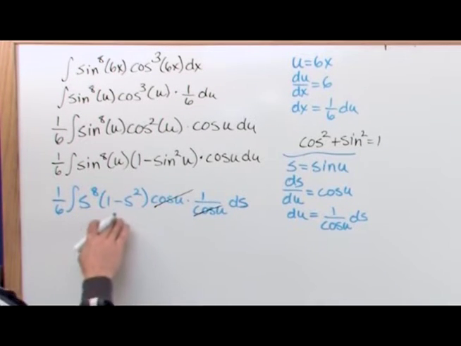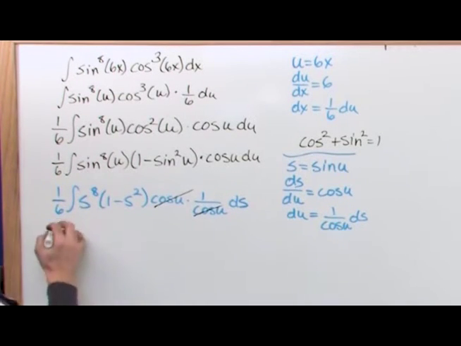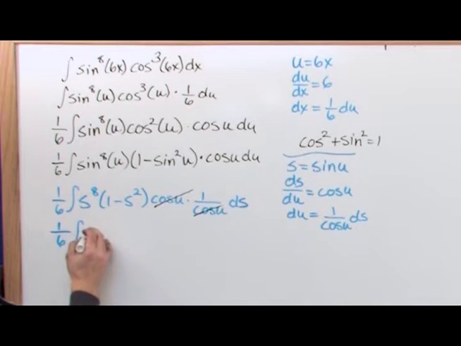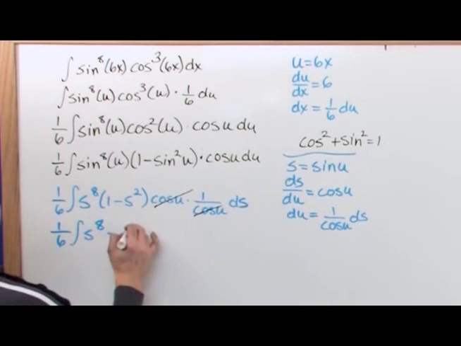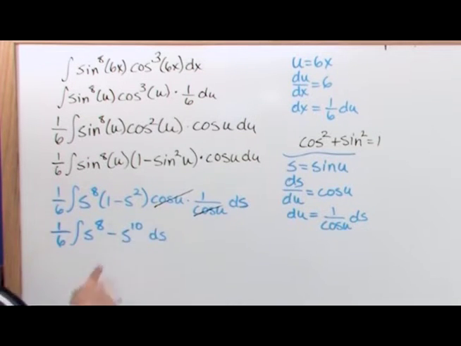Okay, now I'm going to distribute this s in and continue on with my simplification and my integration. 1/6 times the integral of s to the 8th power, s to the 8th times 1 gives me s to the 8th power, minus, multiplying these two together, I'm going to have s to the 10th power ds. Because s to the 8th times s squared, you just add the exponents together. Now I can actually do this integration. This is a simple polynomial integration.